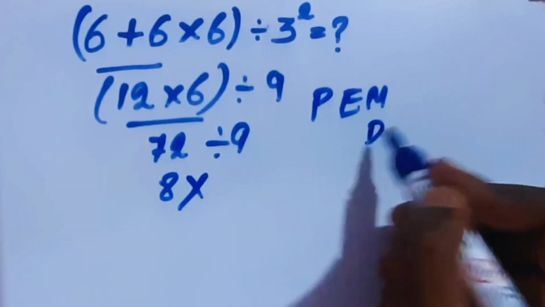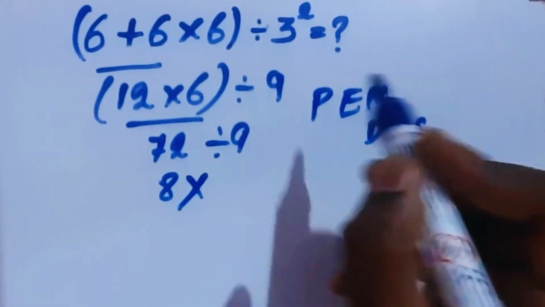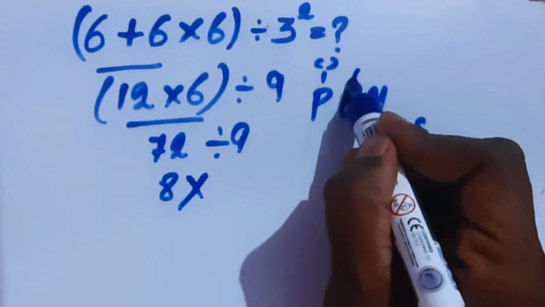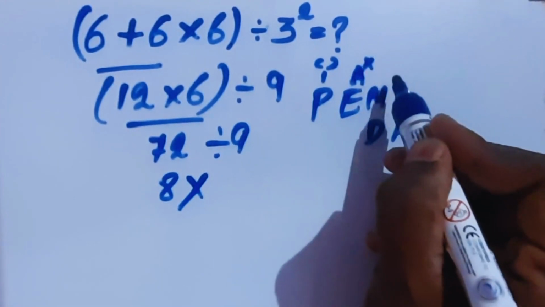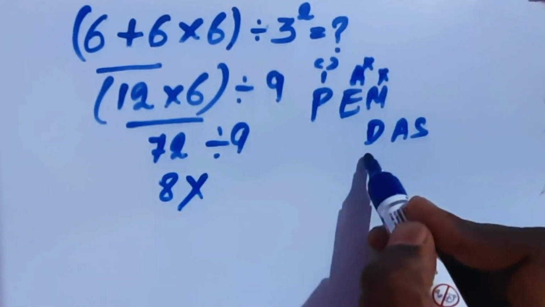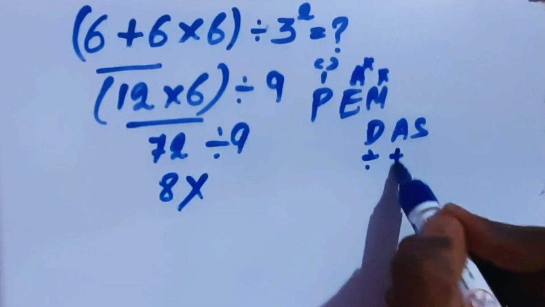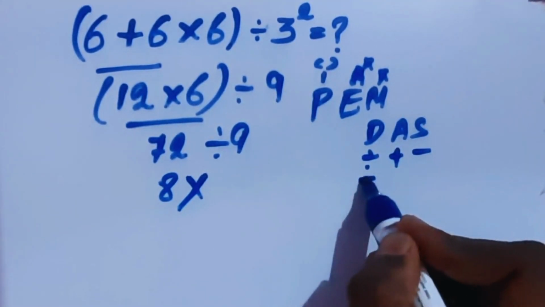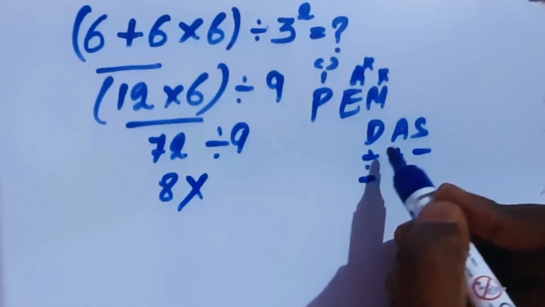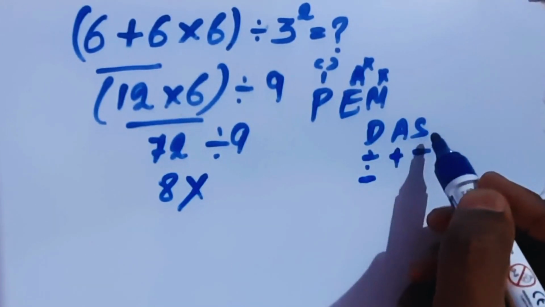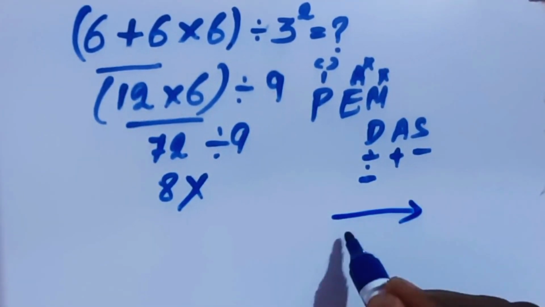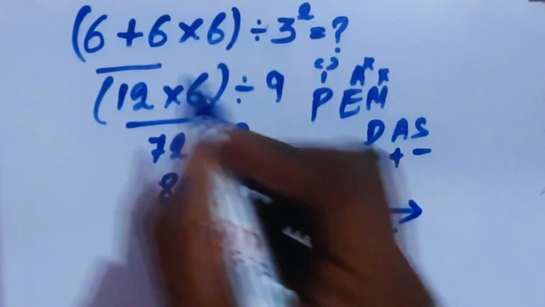As per the order of operations, PEMDAS. Here, this is for bracket. This is for multiplication, division, addition and subtraction. Now, multiplication and division are equal priority. Also, addition and subtraction are equal priority. For these, we have to follow the left to right order in the problem.